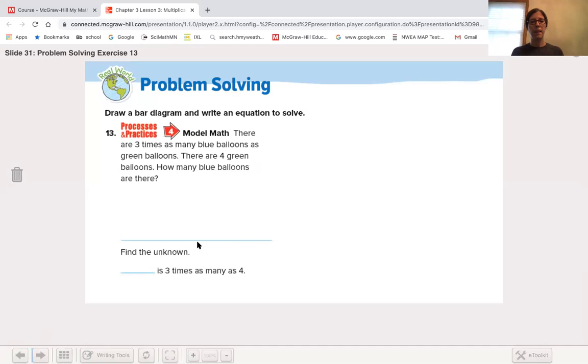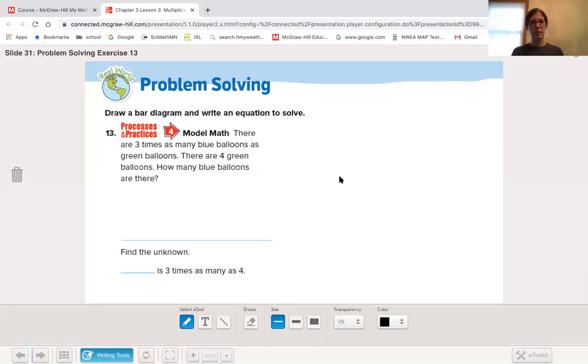There we go. Okay, so we can draw. We can model using a bar diagram and write an equation. 3 times as many. 3 times as many as 4. Find the unknown. Blank is 3 times as many as 4. The unknown is 12. What does this look like for our bar diagram?